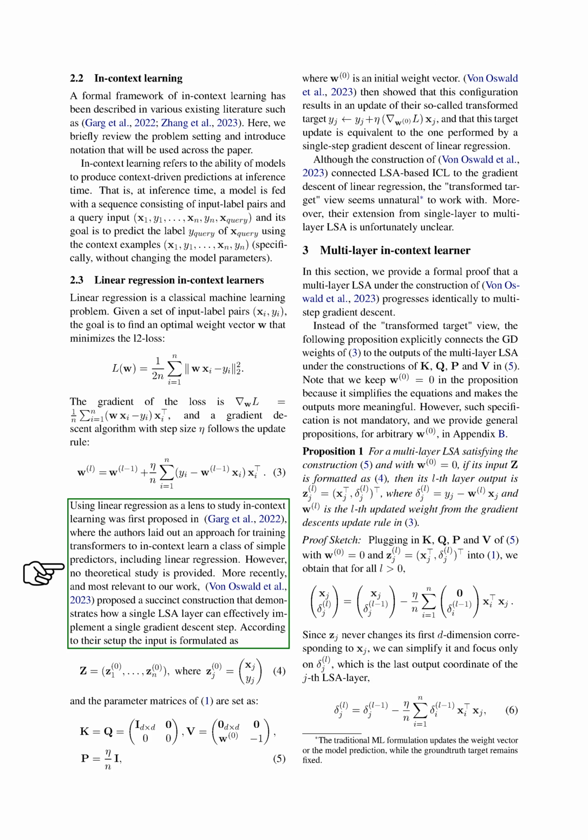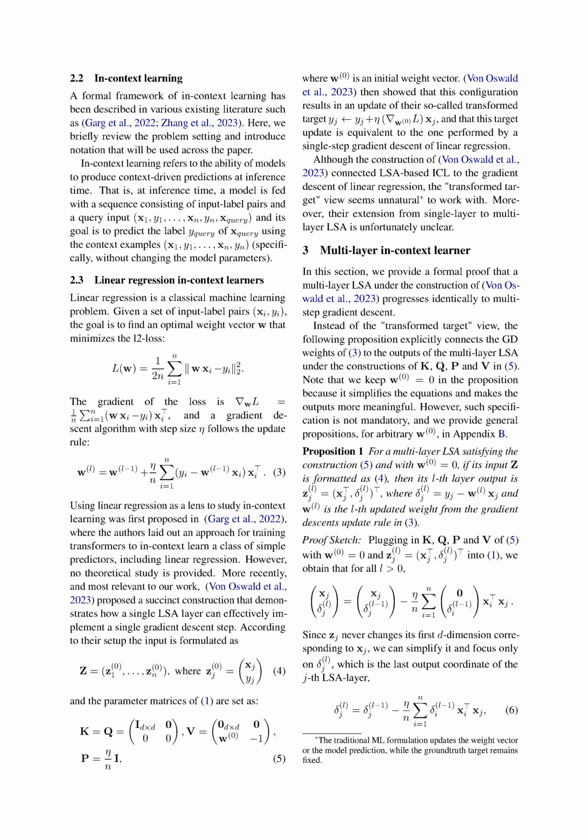However, this transform target view seems unnatural to work with. In traditional machine learning, the weight vector or the model prediction is updated, while the actual target remains fixed. Furthermore, their extension from a single-layer model to a multi-layer model is unfortunately unclear.